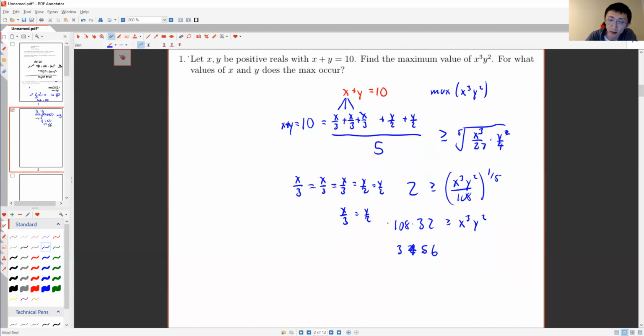So let's see. Their sum is 10 and we need x over 3 equals y over 2. So that's 6 and that's 4, I guess. So this is 6 and this is 4. So I guess x equals 6, y equals 4. So yeah, that would make all 5 of these equal, and we can achieve equality then, since all 5 variables are equal. And I guess we could plug it in and check. So this is 6 cubed times 4 squared, and yeah, that's true. It's equal.